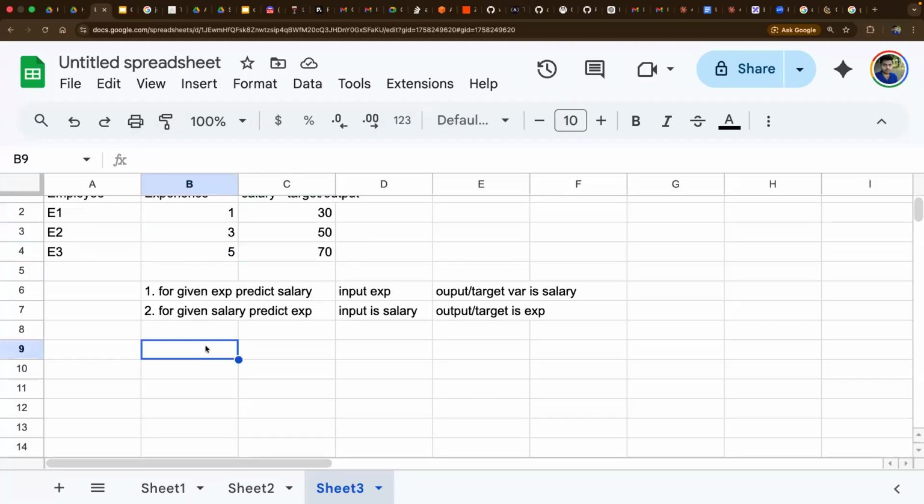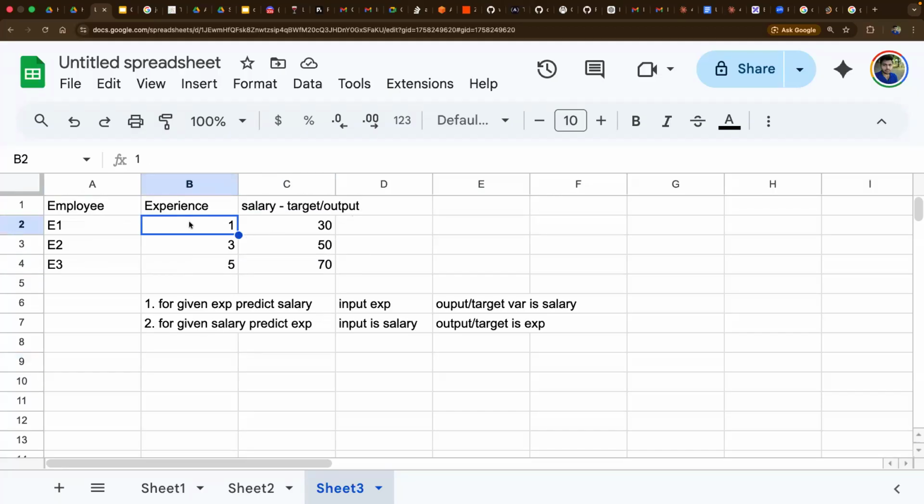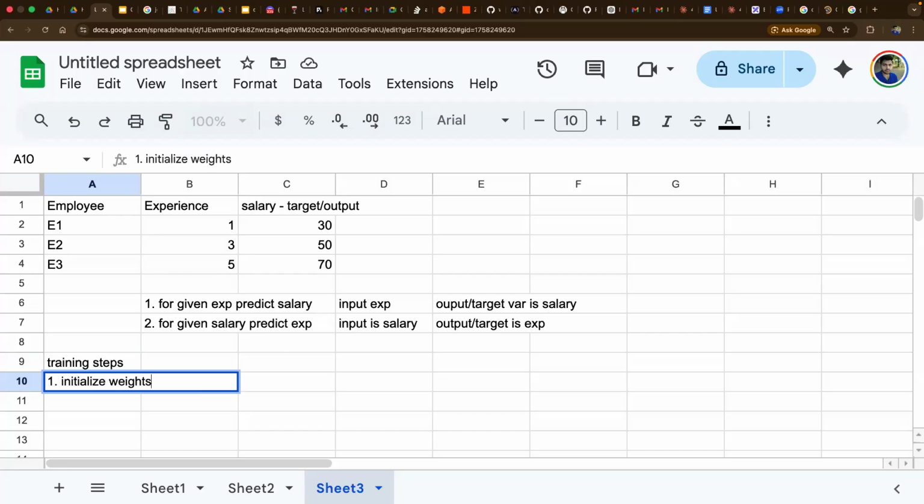That is, let us say I am writing it as training steps. First, what we do, initialize weights or parameters.